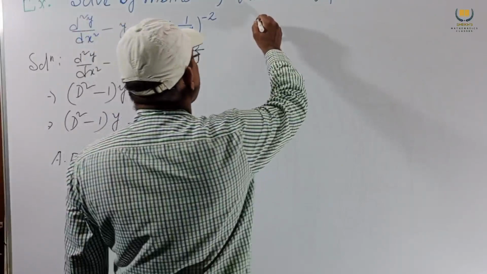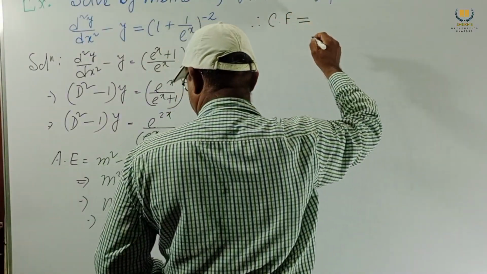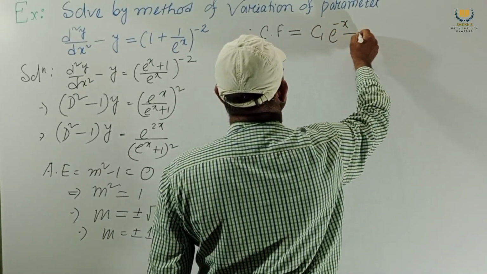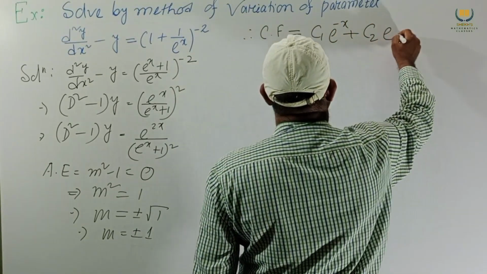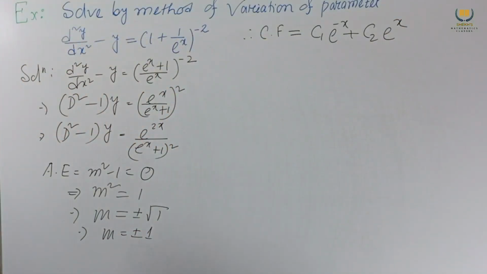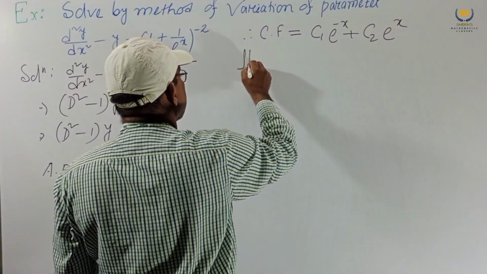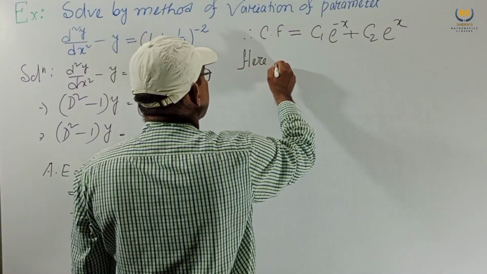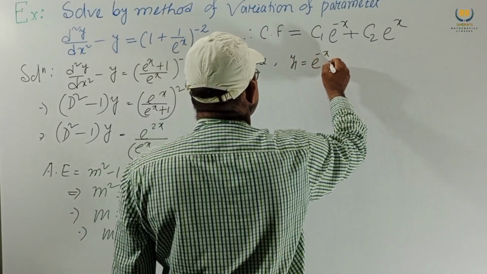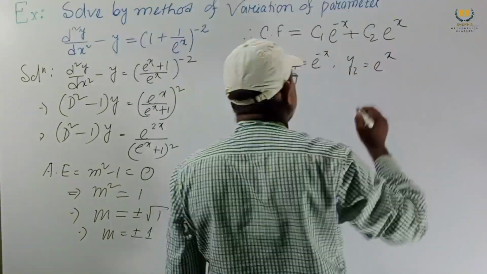Therefore, the complementary function is c1 e^(−x) + c2 e^x. This is our complementary function. Now here y1 = e^(−x), y2 = e^x.